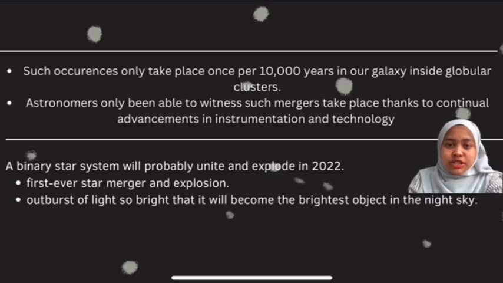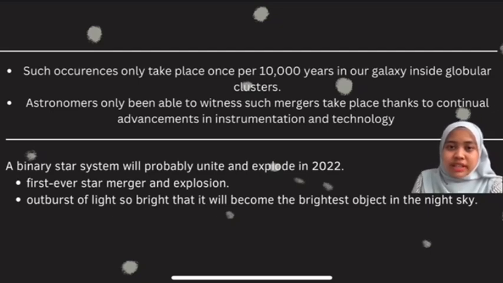Researchers' best calculations indicate that such occurrences only take place once per 10,000 years in our galaxy, which is inside the globular clusters. Astronomers have only lately been able to witness such mergers taking place because of continual advancements in instrumentation and technology. No one has ever seen this phenomenon in action before, but that may soon change.